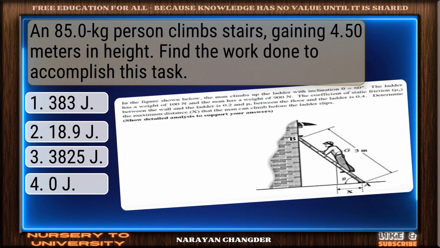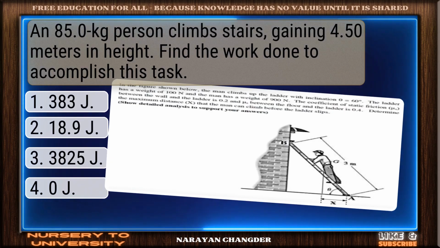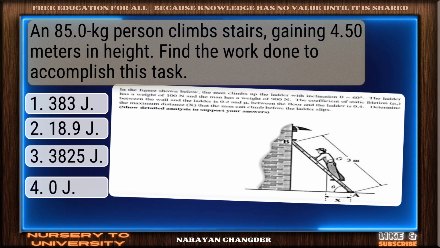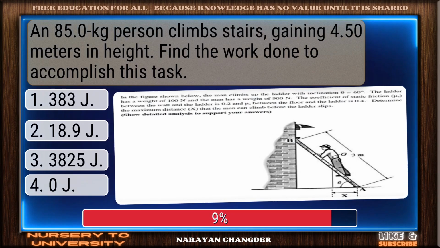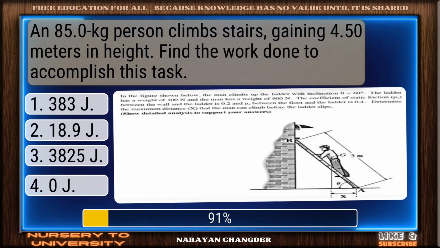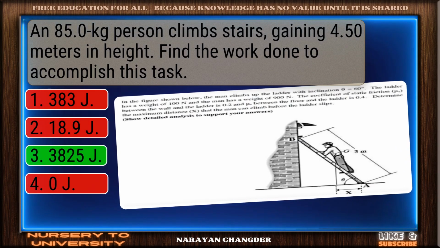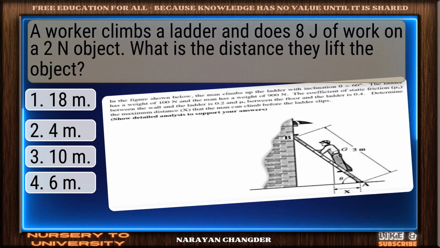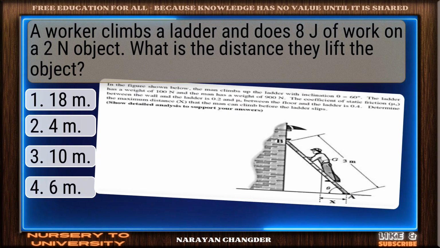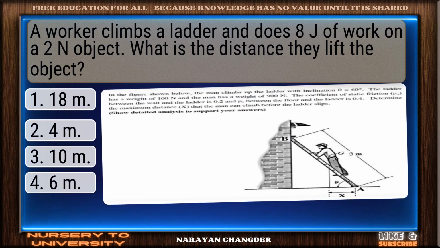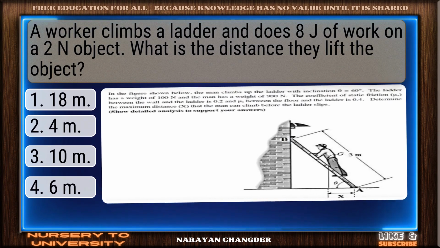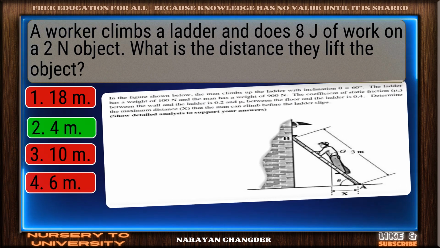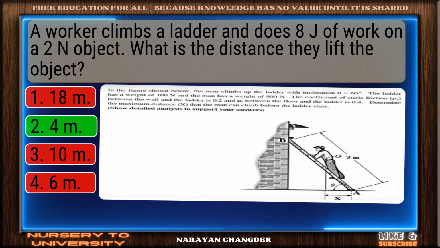Question number 26. An 85.0 kg person climbs stairs, gaining 450 meters in height. Find the work done to accomplish this task. Smart move. 3A25 J is an accurate answer. Question number 27. A worker climbs a ladder and does 8 J of work on a 2 N object. What is the distance they lift the object? Nicely done. Form is a solid answer.